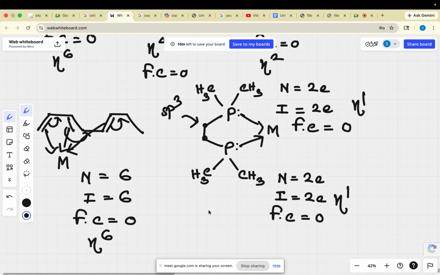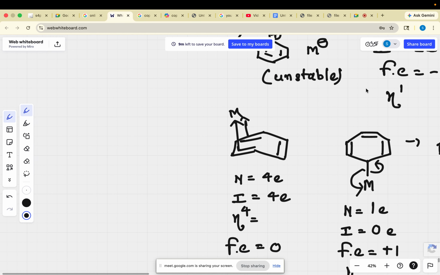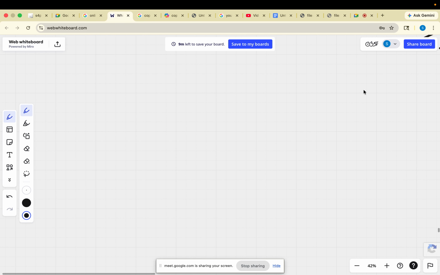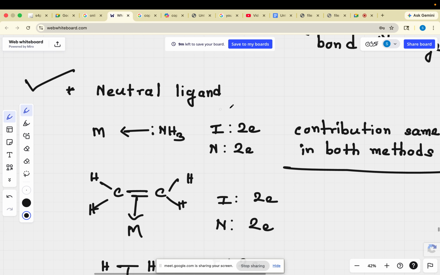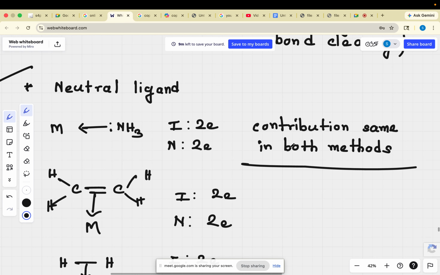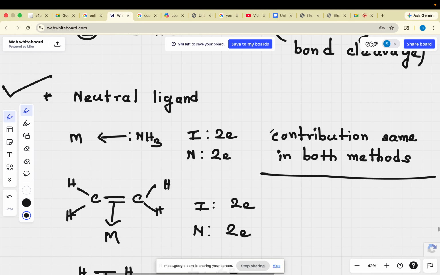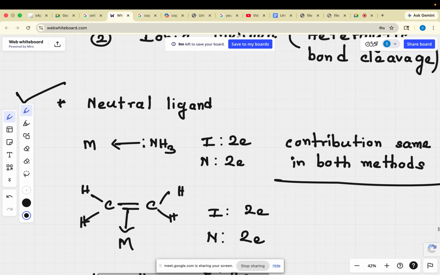Why two electrons in neutral method, sir? Why two electrons in neutral method? Because it is a lone pair, identical. Lone pair means this phosphine, this is kind of phosphine, this is a neutral ligand. So if you have a neutral ligand, contribution will be the same in both the methods.